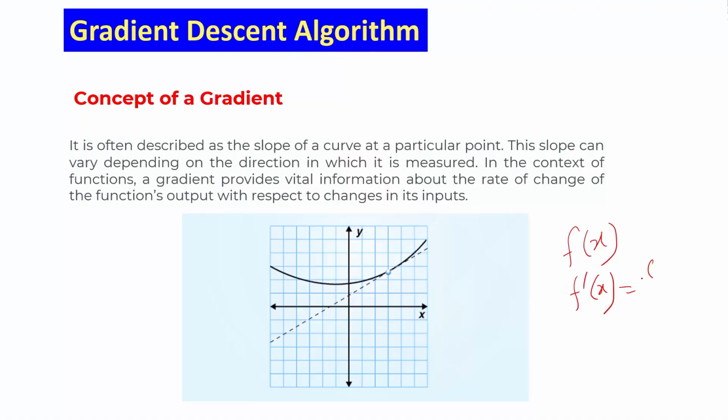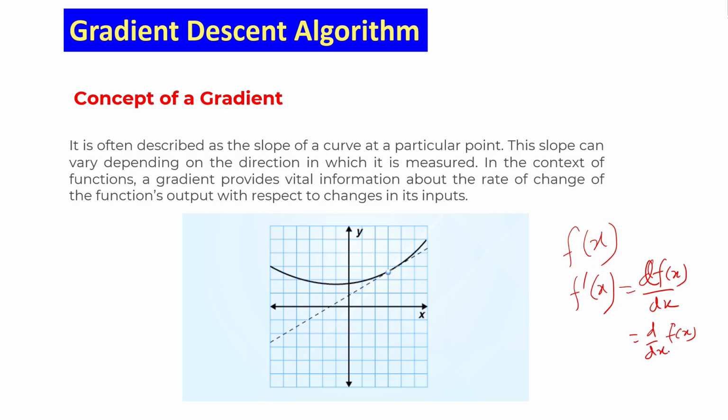We do not talk about straight lines, because straight lines are much easier to handle. When you use a function, the gradient provides vital information on the rate of change of the function's output with respect to changes in the input. That means, f'(x) is nothing but df(x)/dx, or rather I can write d/dx of f(x), right. So, this d/dx is an operator.